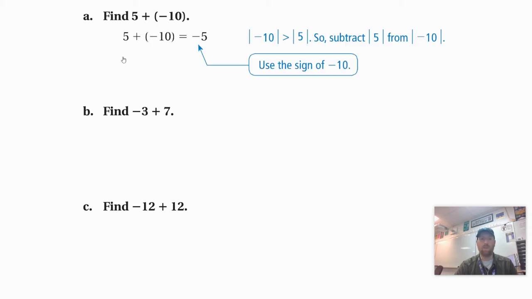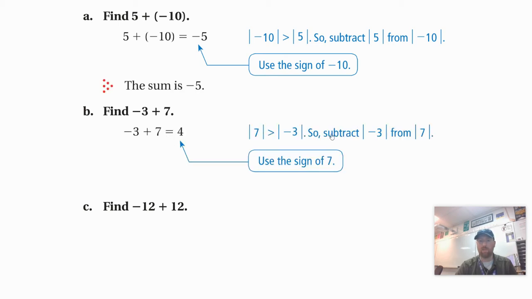So what you can do is subtract 5 from 10. Basically you're taking the absolute value of both of these numbers. So 10 minus 5, or sorry, 5 minus 10 is -5. Let's see here. If we look at the second problem, I have -3 plus 7. In this case, 7 is the bigger number and 7 is a positive number, right? So with this one, I can just take the 7 and subtract 3 from it. So 7 minus 3 is 4.